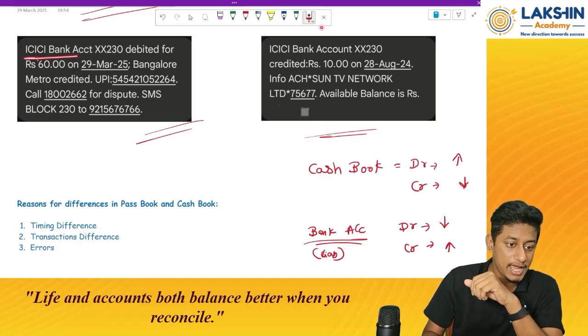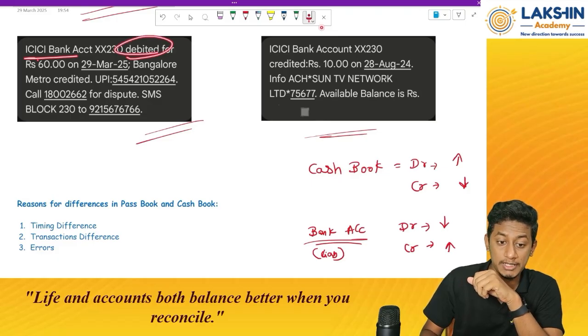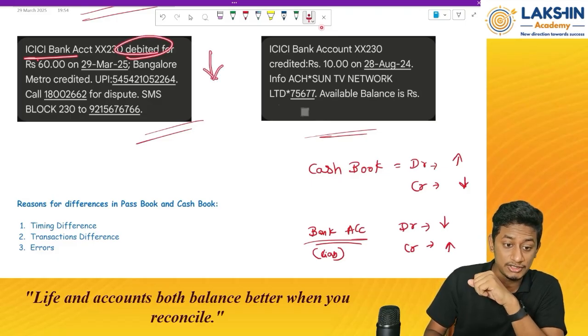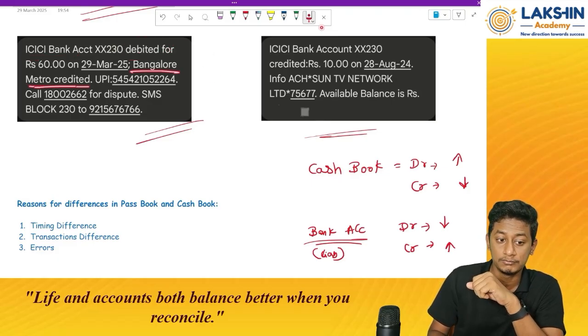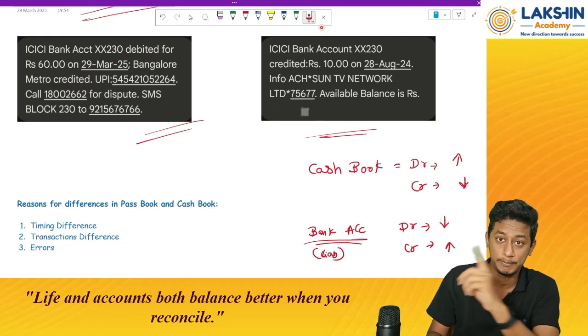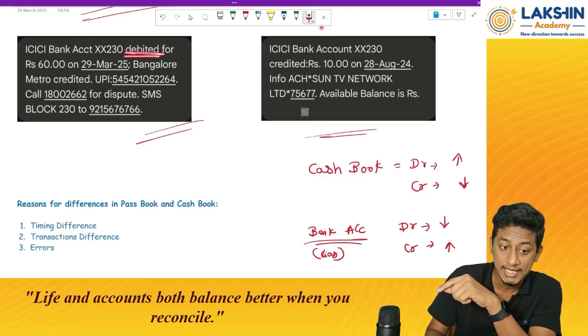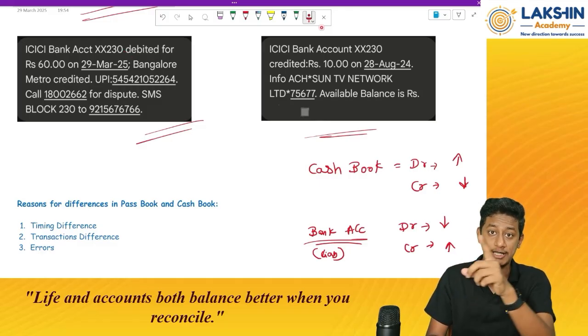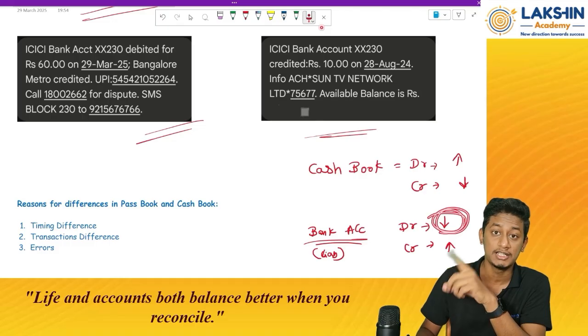So now look at the messages that we get when the bank account balance is increased or decreased. See, my ICICI bank account has been debited. So what does debit mean? It is reduced. Now in this case, why is it reduced? I have paid to Bangalore Metro, right? So Bangalore Metro's account has been credited, whereas my account has been debited. For the Metro I have paid some charges, and for that my bank account has been debited. So that means my bank account balance has been reduced.